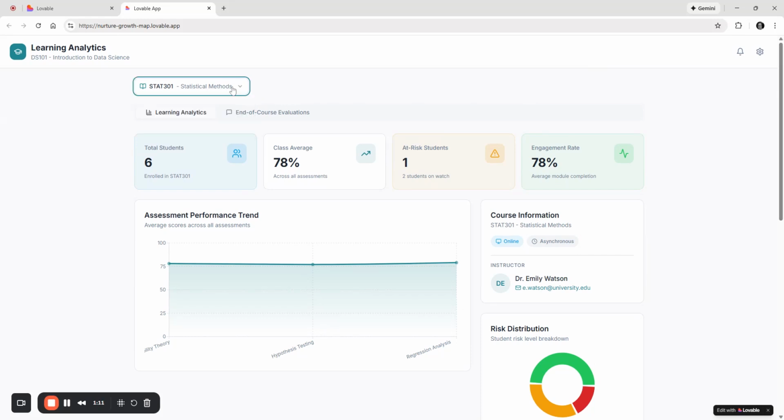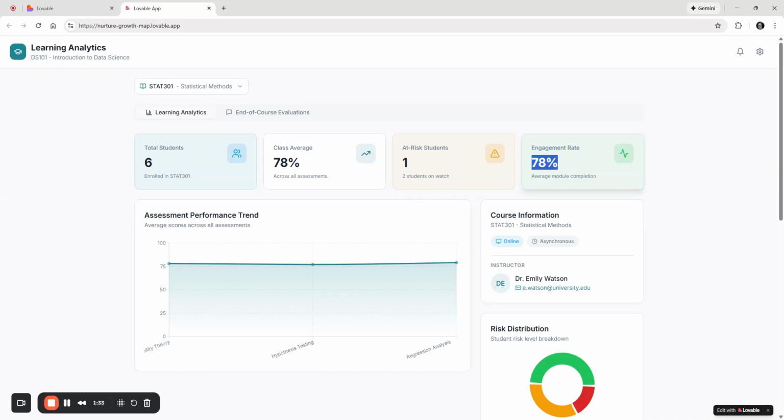Notice I've got three courses in the drop down, but I'll use statistics. It shows here that I have 6 students. The class average across all assessments is 78%. I have one student that is at risk and two students that I need to watch because they could end up failing the course. And the engagement rate is 78%.